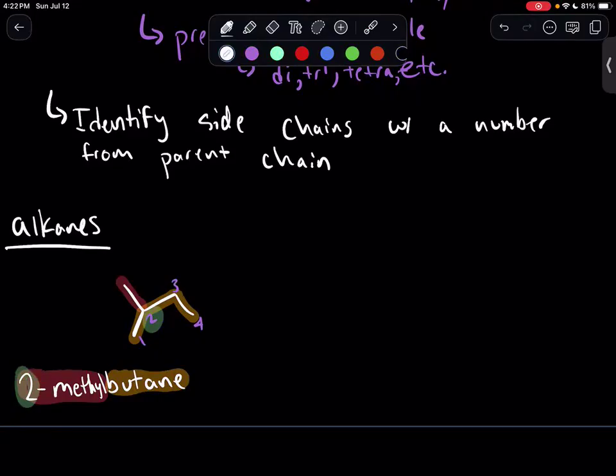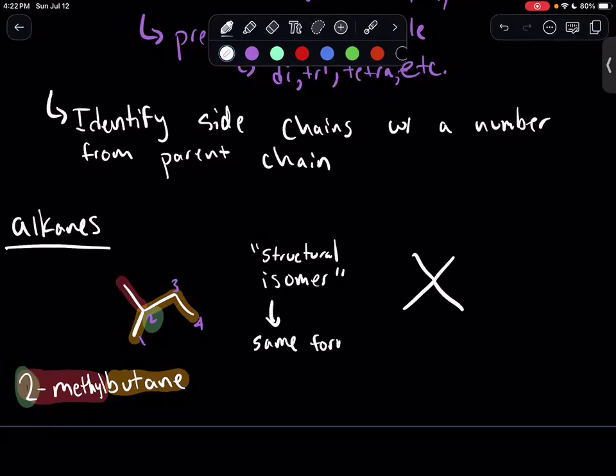But once we start adding chains, we can have what we call structural isomers of the same thing. So this is going to be a structural isomer. I'm going to go over structural isomers in the next video, but generally, this is the name for things with the same formula but different structure.